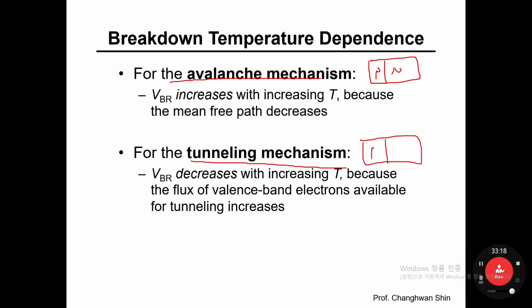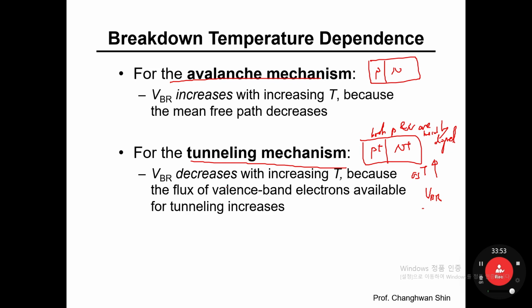When the PN diode has both P and N heavily doped, the P plus N plus, then the tunneling mechanism is dominant. In this case, as temperature increases, to induce the tunneling mechanism, how much breakdown voltage is necessary? Do we need higher breakdown voltage or lower breakdown voltage?